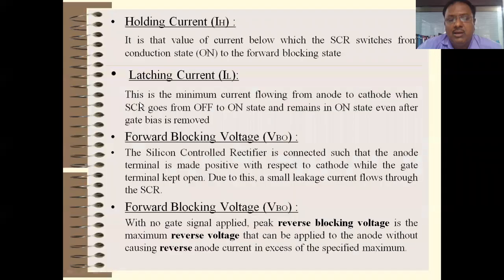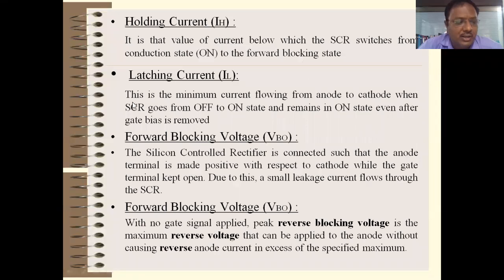So holding current is the value of current below which the SCR switches from the conduction state. Actually, holding current is the minimum current which holds the SCR in the on state. If you reduce the current below the holding current, then your device goes from the on state to the forward blocking state. That current is called the holding current. Holding current is always less than latching current.